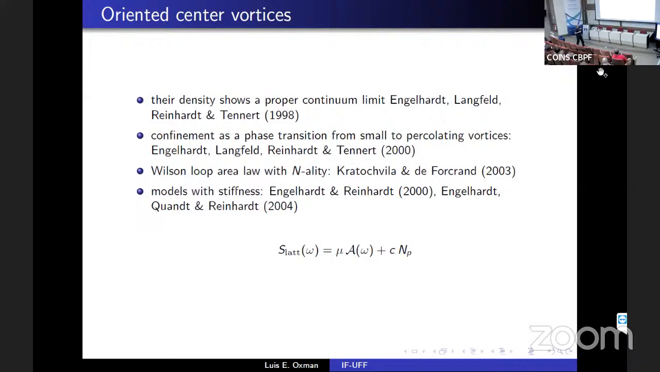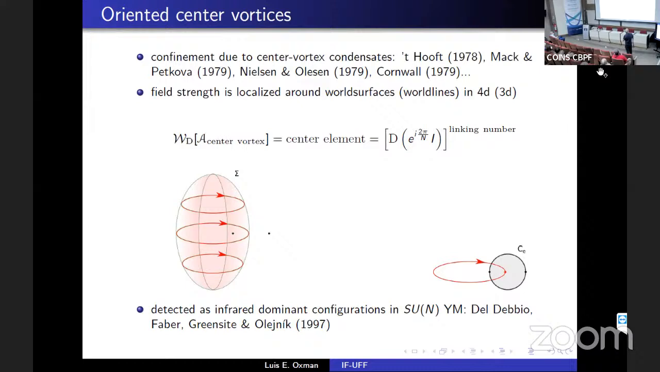With this idea, when you compute the Wilson loop average, you get N-ality dependence, because here you have this center element, which depends on the representation of the quarks. The way the center of the group is realized in this representation depends on the N-ality. So the string tension at asymptotic distances depends on N-ality. These degrees of freedom are quite natural to describe this main property of confinement at asymptotic distances.